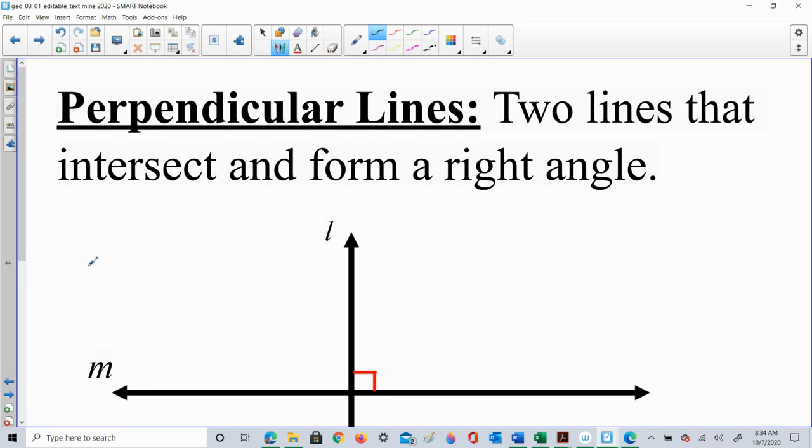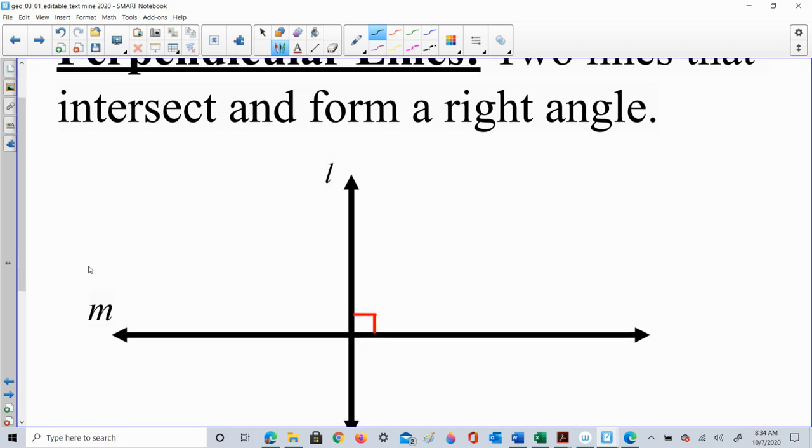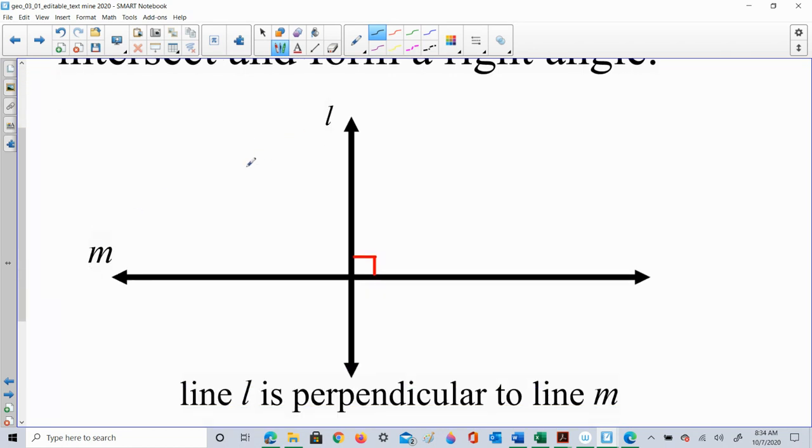Perpendicular lines. Two lines that intersect and form a right angle. Line L and line M intersect right here. Call it point P. They intersect at P. What we say is that line L is perpendicular to line M. Why? From this little symbol here. This symbol means you have a right angle. This symbol means perpendicular.